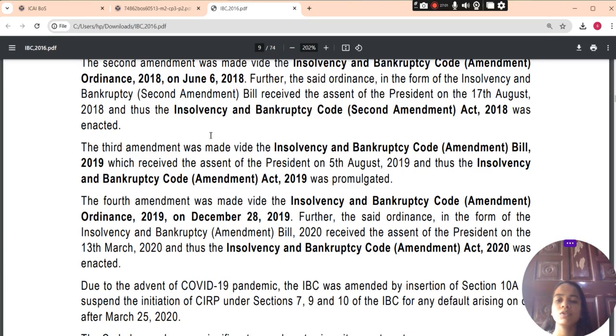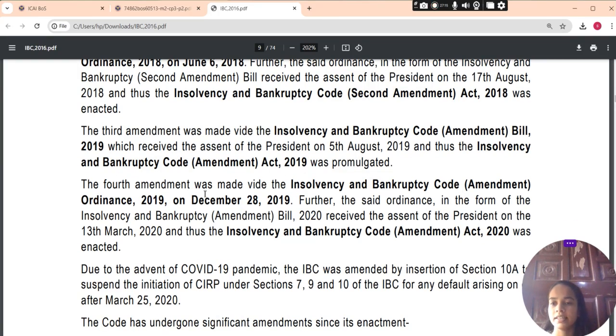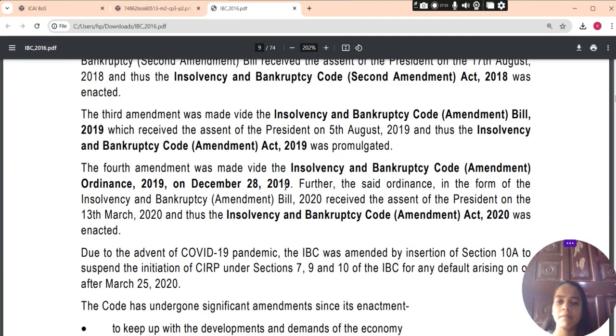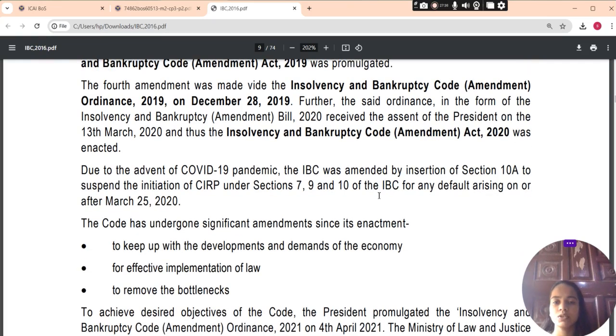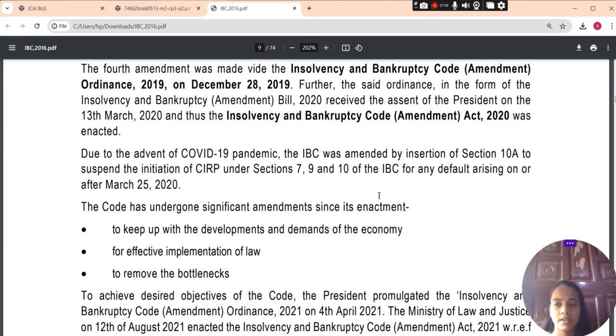The third amendment was made by the Insolvency and Bankruptcy Code Amendment Bill 2019, which received the assent of the President on 5th August 2019, and thus the Insolvency and Bankruptcy Code Amendment Act 2019 was promulgated. The fourth amendment was made by the Insolvency and Bankruptcy Code Amendment Ordinance 2019 on December 28, 2019. Further, the said ordinance in the form of the Insolvency and Bankruptcy Amendment Bill 2020 received the assent of the President on the 13th March 2020, and thus the Insolvency and Bankruptcy Code Amendment Act 2020 was enacted.